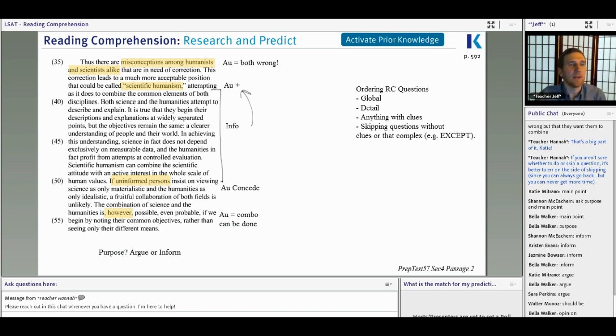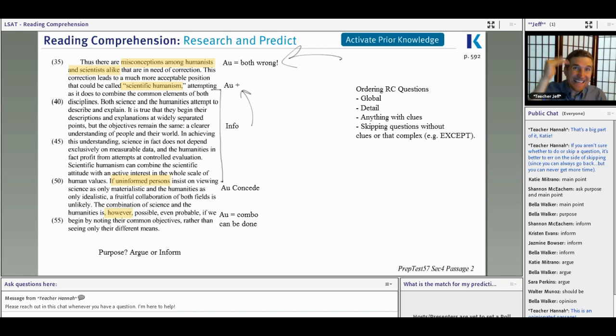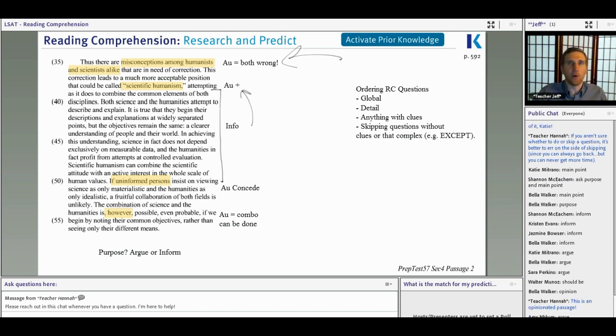And that author opinion continues here where the author says they're both wrong or in need of correction. The author thinks that they're both incorrect, and wants a much more acceptable scientific humanism. So we're definitely getting that argument. Now, we've already talked a little bit about what that argument is. I'll let you think about what that argument is, because that, of course, will help you answer the main point. The main point is whatever that argument is about.